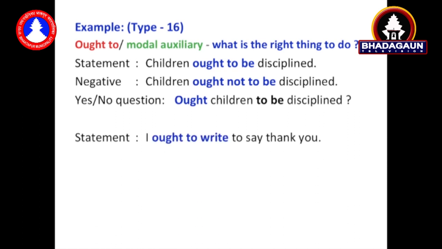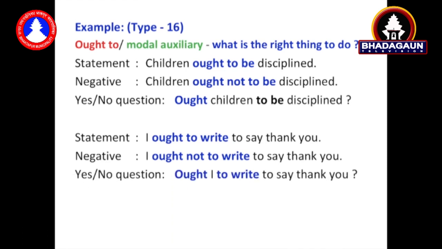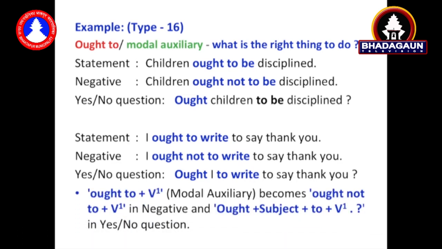Okay, let's take another similar example. I ought to write to say thank you. And its negative is, I oughtn't to write to say thank you. Now here ought to is an auxiliary verb. Ought to is a modal auxiliary, and so not is used next to ought. And its question is, ought I to write to say thank you? From these examples, we can come to the conclusion that ought to plus V1 as a modal auxiliary becomes ought not to plus V1 in negative, and in question, ought plus subject plus to plus V1 in yes no question.